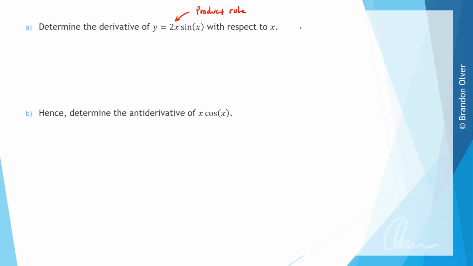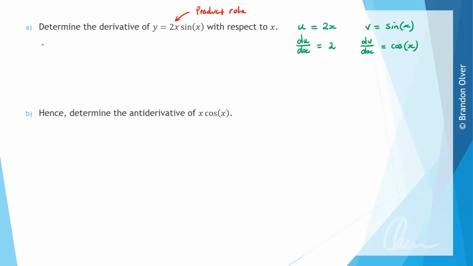So to apply the product rule, we'll do a little bit of working out to the side where we let u be the first function, which is going to be 2x, and v is the second function, and in this case it is sine of x. And then we need to calculate the derivative du dx, which is simply equal to 2, and the derivative dv dx, which is going to equal cosine of x.